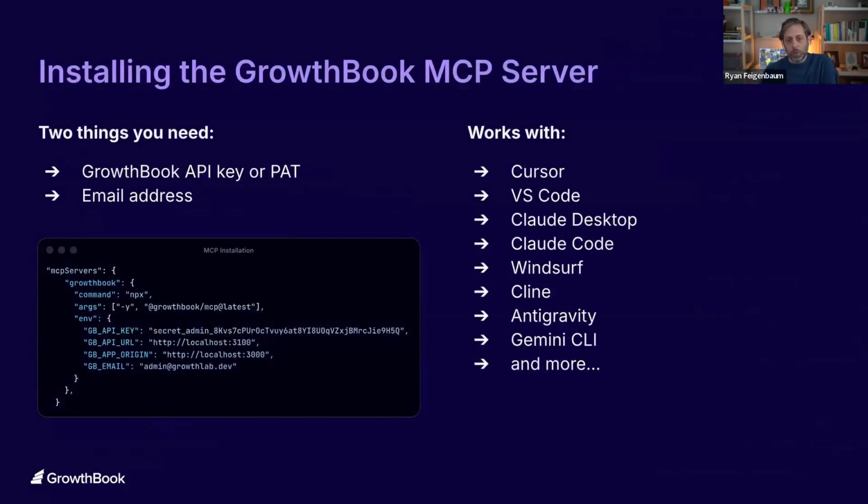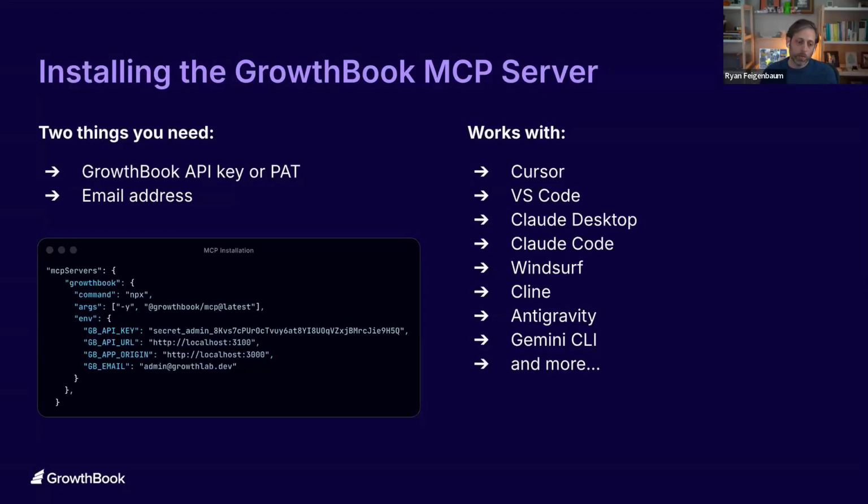All right, so then we get to installing the GrowthBook MCP server. I'm going to show this in the demo, but just to give you a sense of how this works, all you need to install this are two things: a GrowthBook API key or a personal access token, and I'll show the difference in a second, and then the email address that you use with GrowthBook. That helps associate what you create with your user. But that's really all you need to get started. If you're using a tool like Cursor or VS Code, I will shout out that you do need to have Node installed, and we have directions about that in the docs.